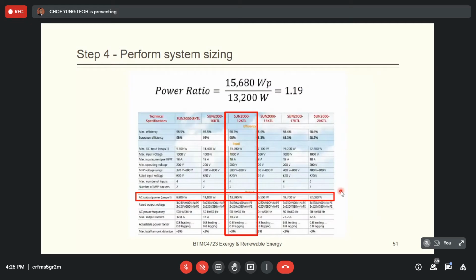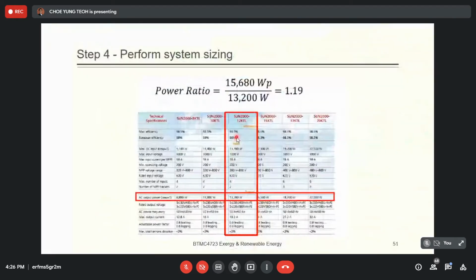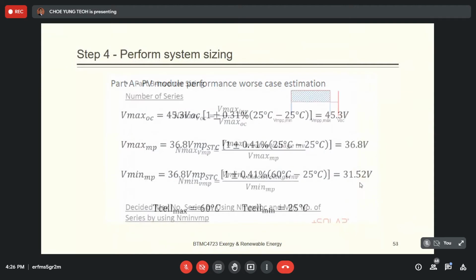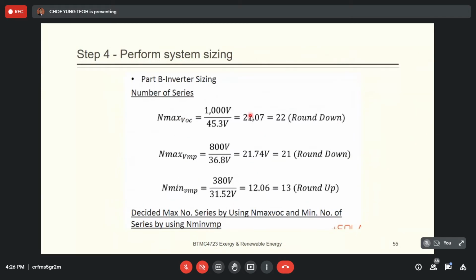Okay, remember that the inverter needs a minimum voltage of 380. So from here we can know the minimum number of panels I need to connect in series so that the voltage will never drop below 380 volts. After we get the temperature, then we substitute it to get the number of pieces.